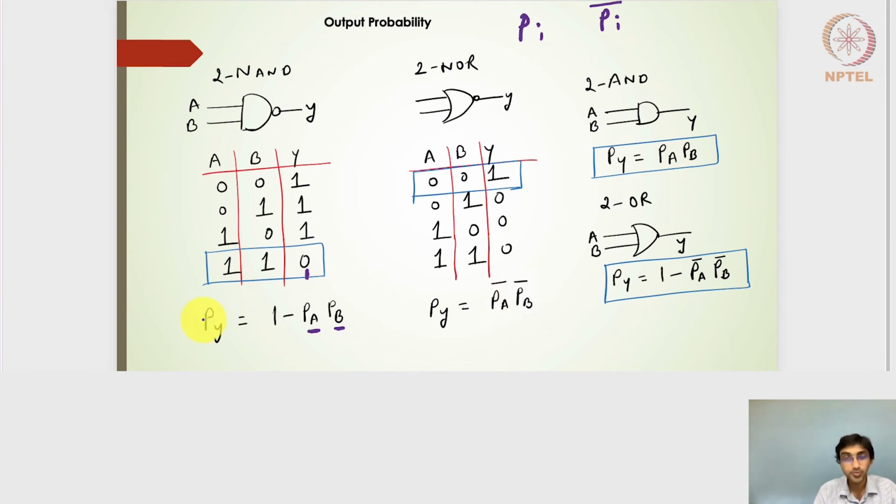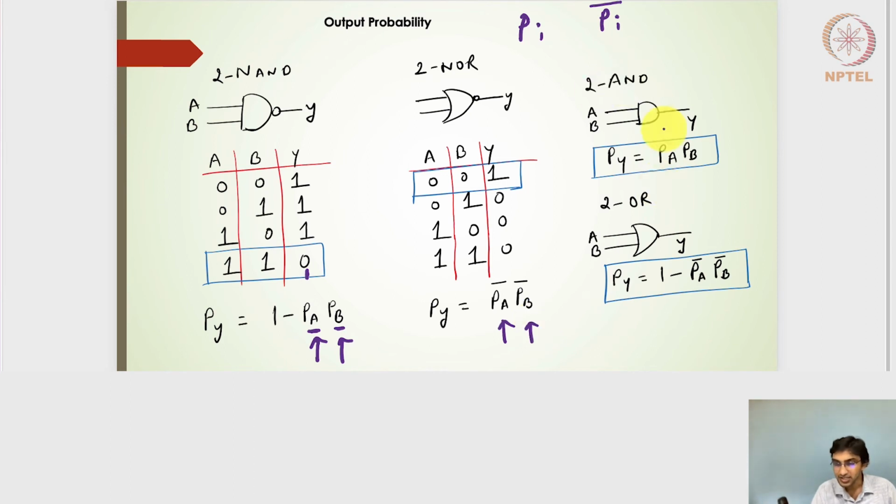So now I have the output probability of the 2-input NAND gate and the output probability of the 2-input NOR gate given the input probabilities. Input probabilities means PA, PB is given, PA bar, PB bar is given, then I should be able to find out the output node probability. Right, especially for the 2-input NAND gate and 2-input NOR gate.